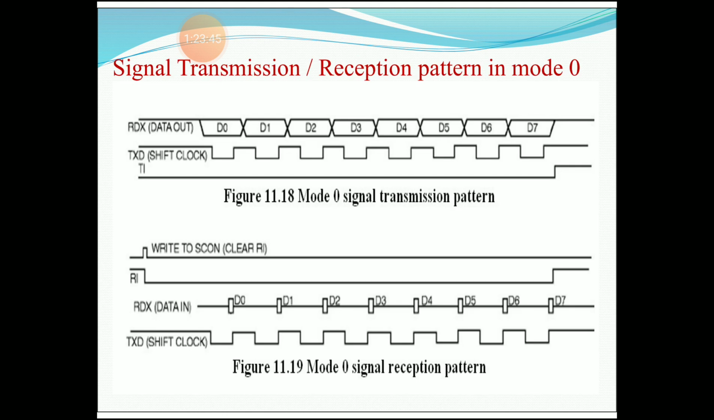So this is the diagram showing mode 0 signal transmission pattern and signal receiving pattern. Here the TXD line carries the clock signal and the RxD line sends or receives the data bits. The LSB is initially sent or received. During transmission, upon sending the MSB, the TI interrupt is generated. Similarly, after completion of the receive operation, the RI interrupt is generated.